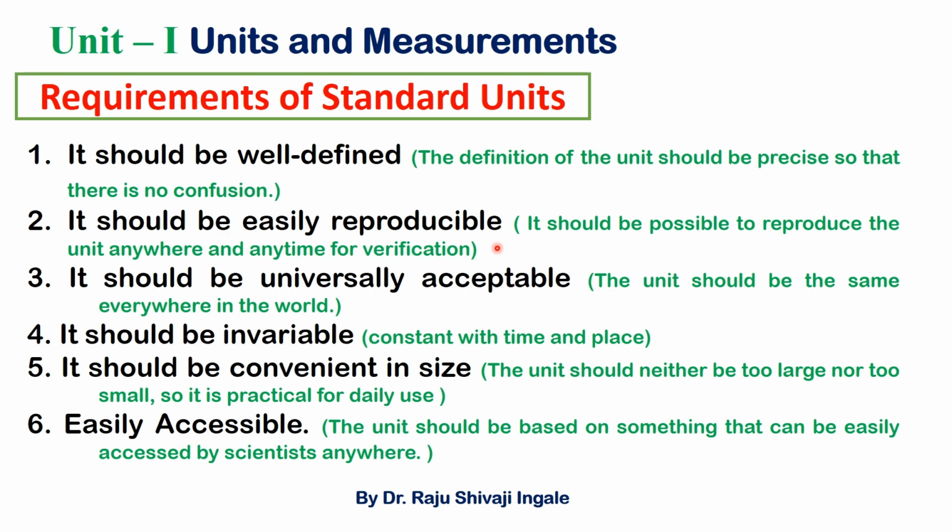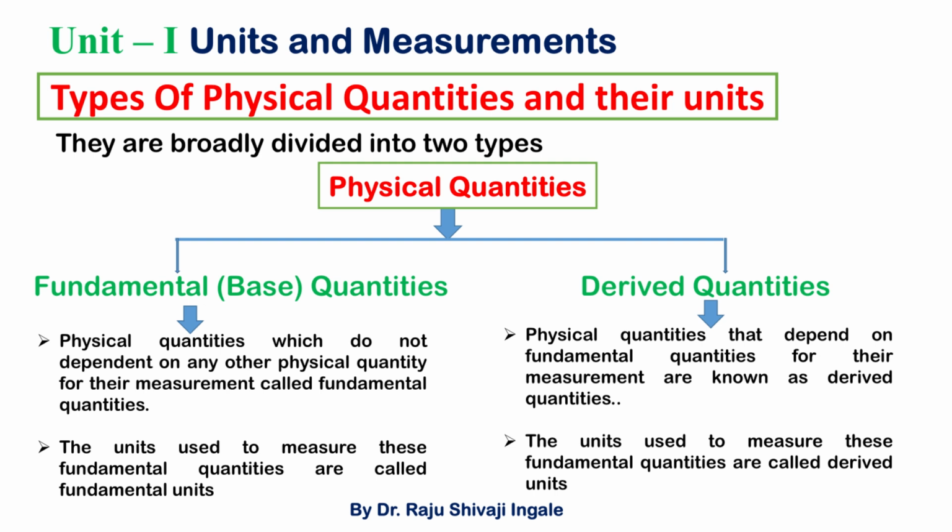That means the unit should be based on something that can be easily accessed by scientists anywhere, by any country anywhere. So to be a good standard, a unit must be well defined, easily reproducible, universally accepted, constant and invariable in size, and easily accessible. So these are all the requirements of standard units.